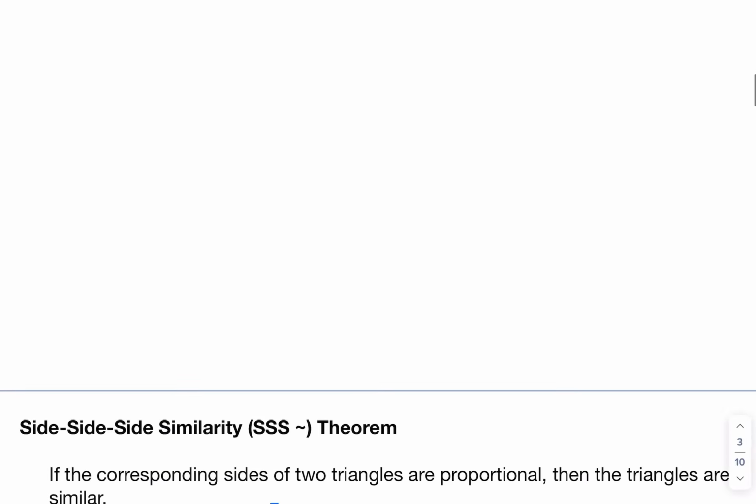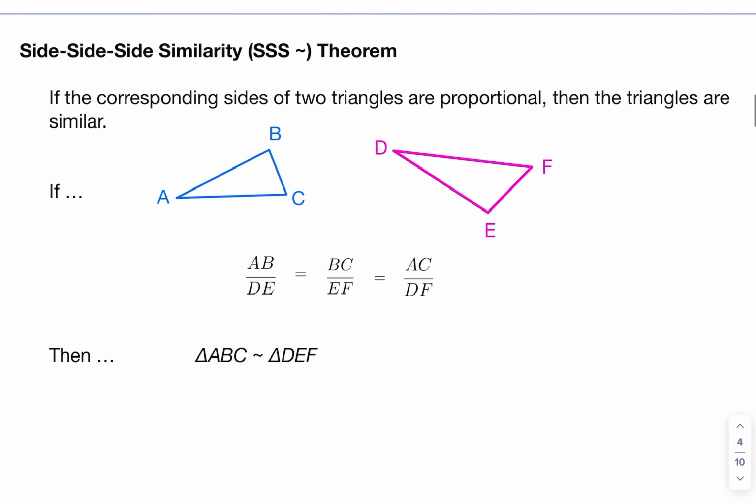A second way is with the following theorem, and this is the side-side-side similarity theorem. Okay, so unlike the angle-angle where the measures had to be equal to each other, here with the side-side-side, we are looking at proportions. Now when we look at proportions, we have to make sure that we follow the order of the way that the triangle is named. Okay, so in other words, here we've got triangle ABC, which is this blue one, and then triangle DEF, which is this magenta one.